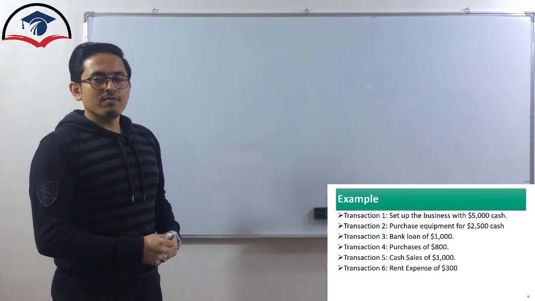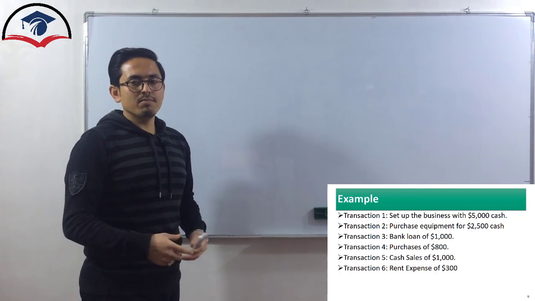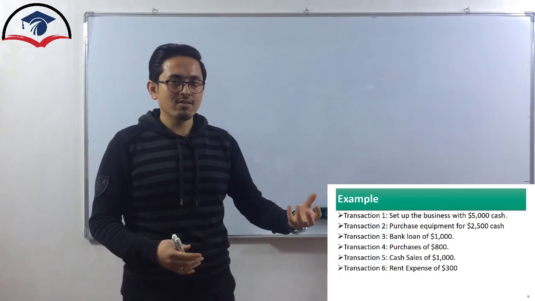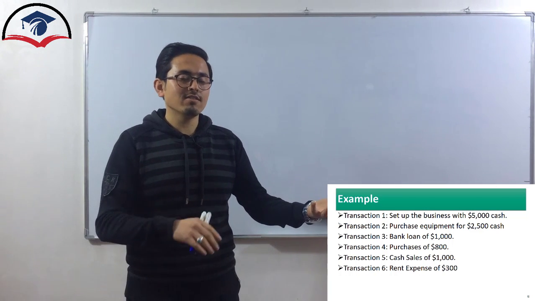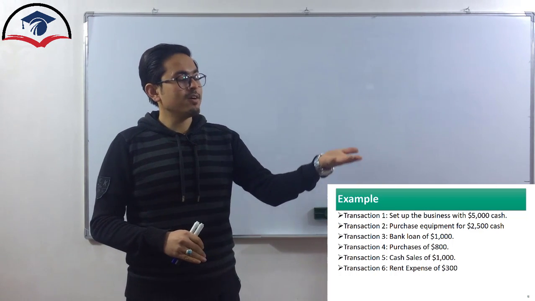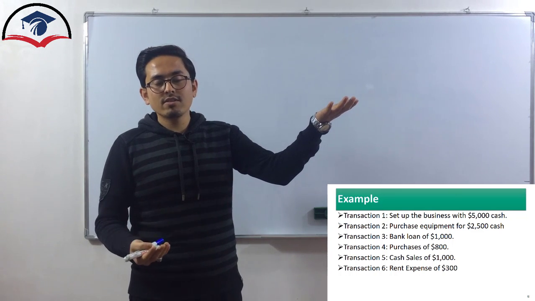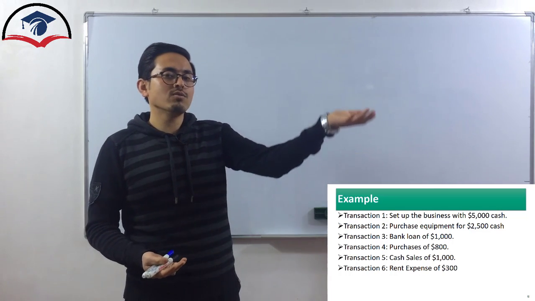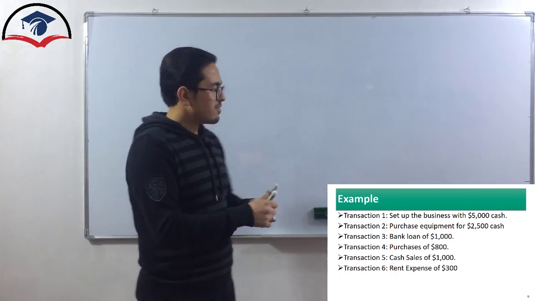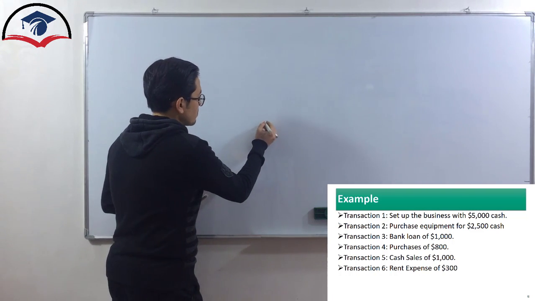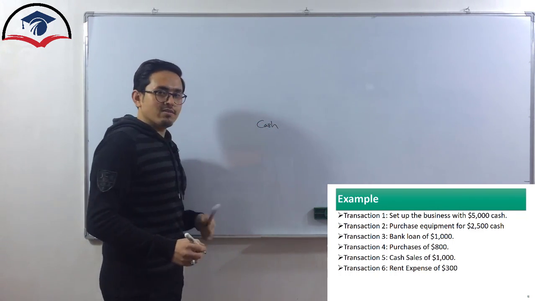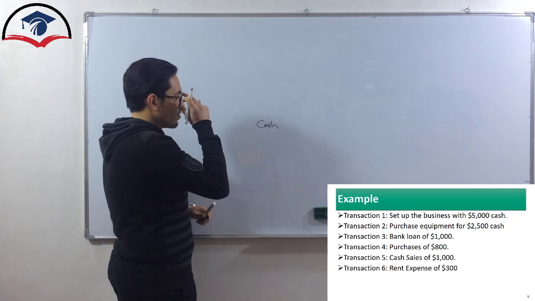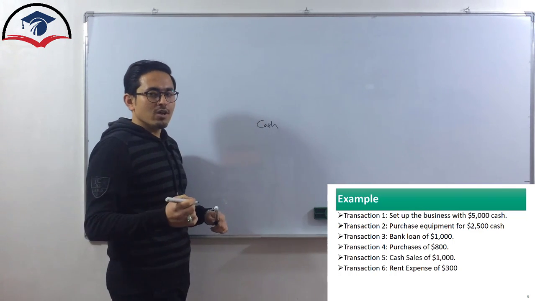Okay, the first transaction we have is to set up the business with $5,000 cash. It means he brought some cash to the business, which is part of assets, current assets, and the level of assets has increased. On the other side, what we have is the capital of the business. Capital of the business also increased. So both of them increased. First of all is cash. Cash increased. Increase of that will be debit. EA, expense asset. So cash increase will be debit by how much? By $5,000.